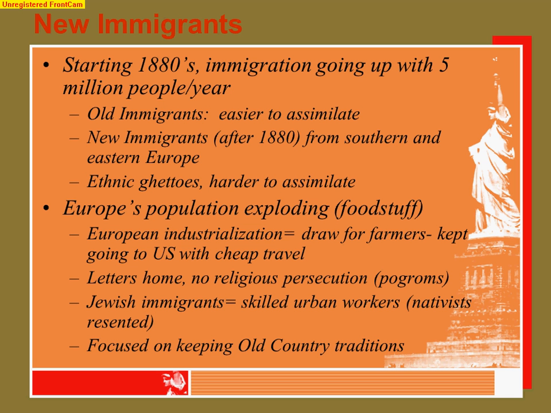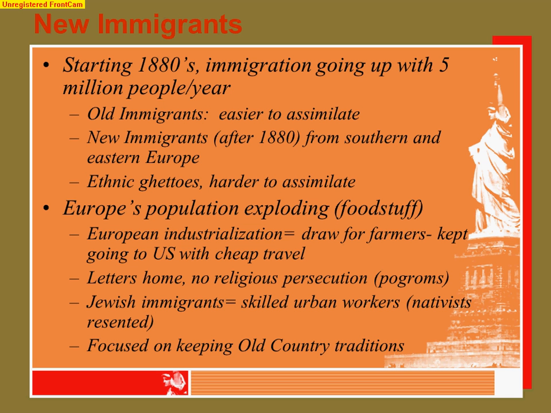So with the growth of Europe's population, the use of all of these new technologies to grow food is meaning that the population is doubling in Europe at this time. They need to find more places to go. The lack of agricultural jobs and industrialization in Europe means that there's a high unemployment rate among Europeans. So they were coming to the United States to find jobs.